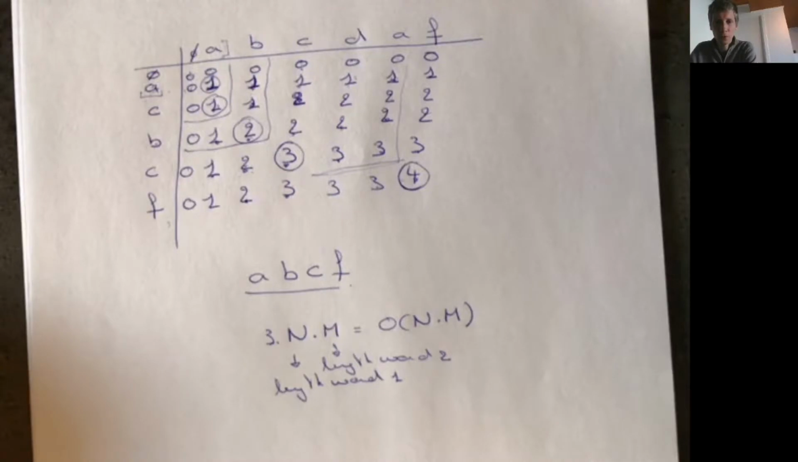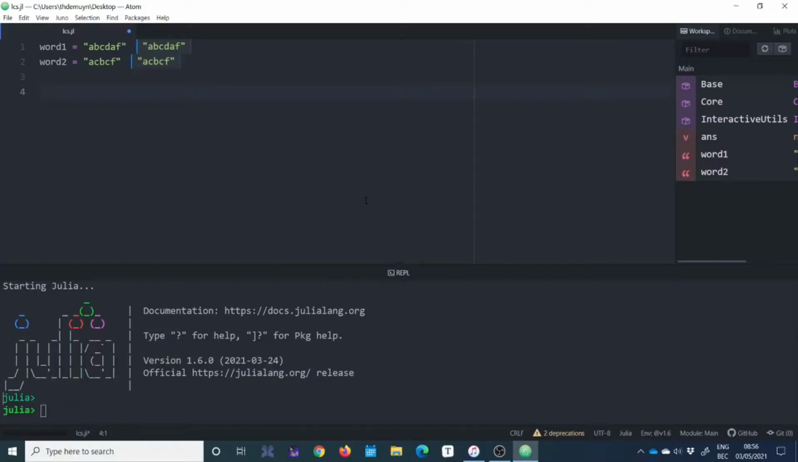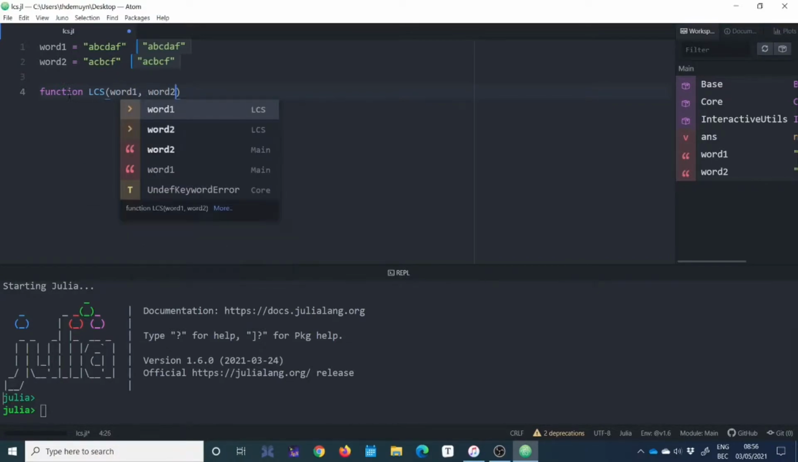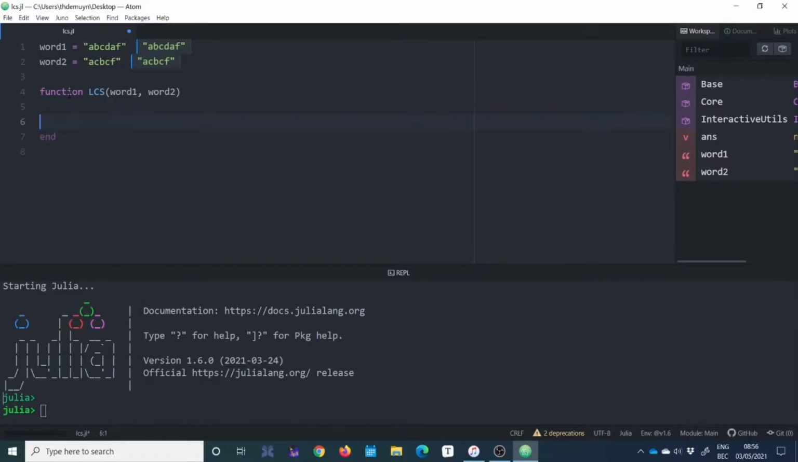So let's try to program this. Here again we're in Julia. I already wrote down my word 1, A, B, C, D, A, F, and the second word, A, C, B, C, F. I would like to write a function, the longest common substring, which I will give 2 words, word 1 and word 2, and I hope it will give me the length of the longest common substring, and maybe also the common substring that has the largest length. I'm going to call this function with word 1 and word 2 at the end.